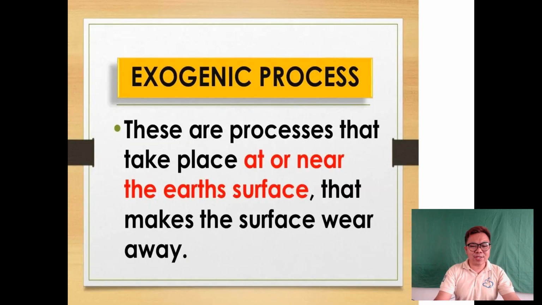Exogenic process, these are the processes that take place at or near the Earth's surface that make the surface wear away. So ano ba itong sinasabi nating exogenic process? Pag sinabi nating exogenic process, ito yung nagaganap doon sa Earth's surface. When we say Earth's surface, sa kalupaan or sa katubigan that makes the surface wear away.